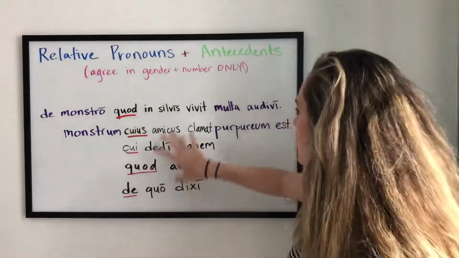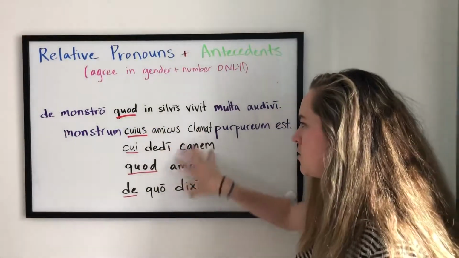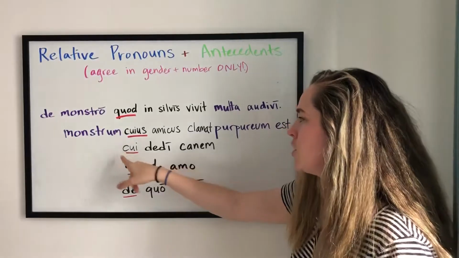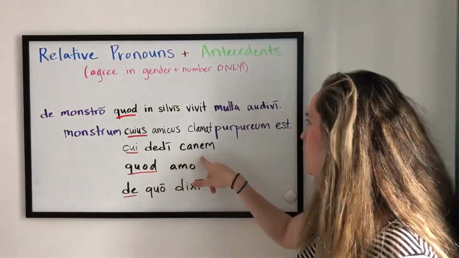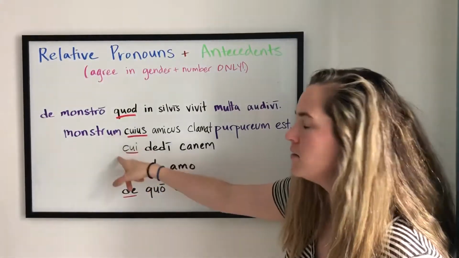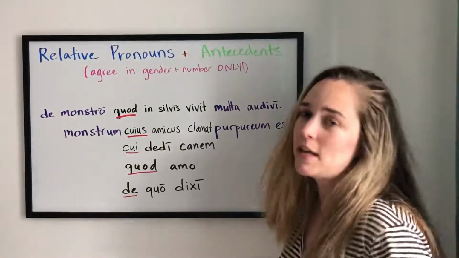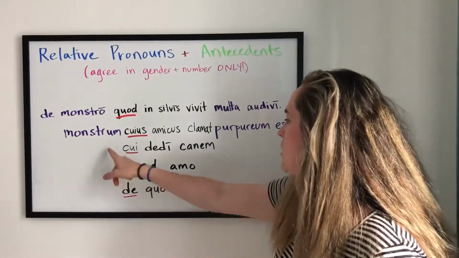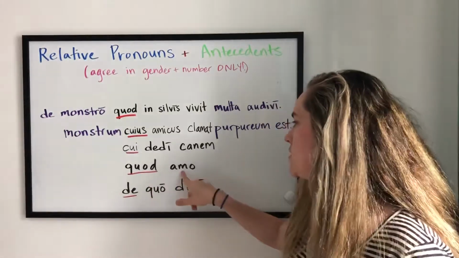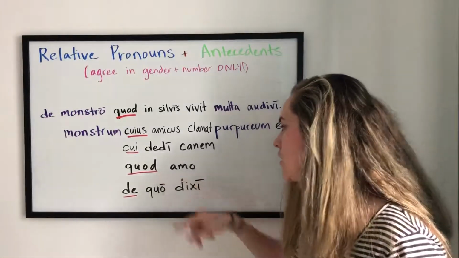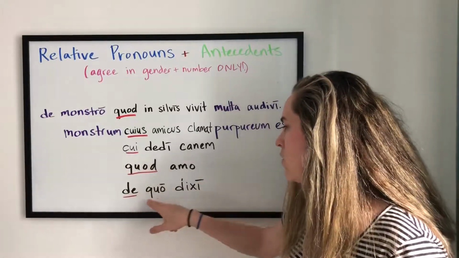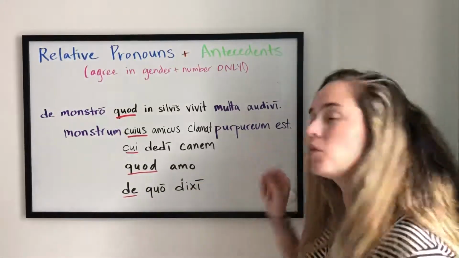And we can actually keep this one main sentence and substitute a whole bunch of different relative clauses within it, which is what I've done here. So we could say, the monster to whom, dative, I gave the dog is purple. Cui is, again, neuter and singular because of monstrum, but it's dative, so it's a different case. Or we could say the monster whom I love is purple. And quod here is accusative because it's the direct object of amo, whom I love or which I love. And then here we have an ablative relative pronoun. The monster about which I have spoken is purple.